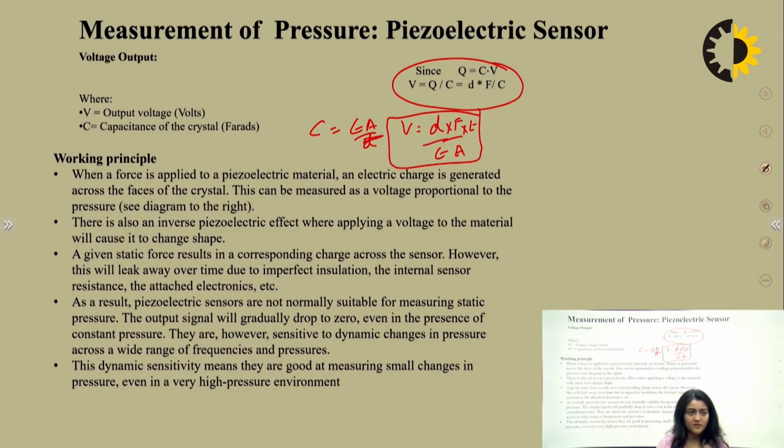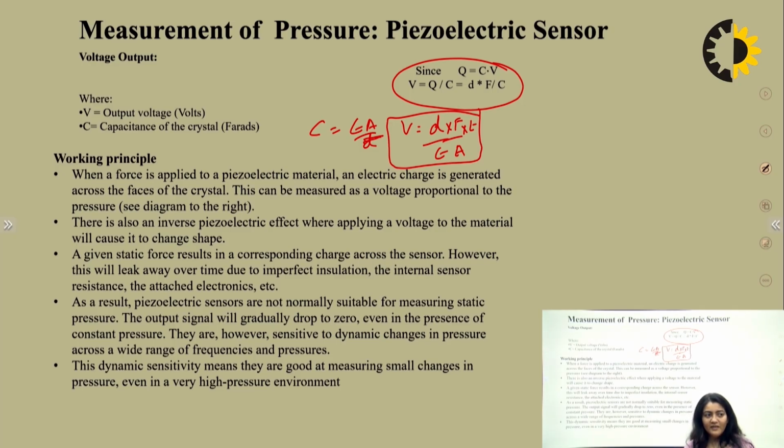Now the working principle: when a force is applied to the piezoelectric material, an electric charge is generated across the faces of the crystal. This can be measured as a voltage proportional to the pressure. You have to see the diagram. There is also an inverse piezoelectric effect, where applying a voltage to the material will cause it to change shape.